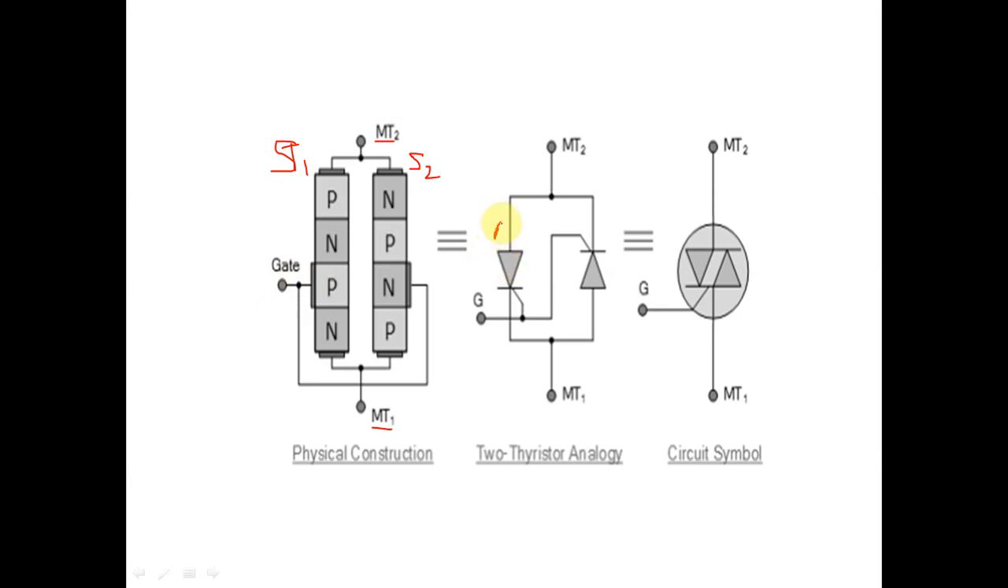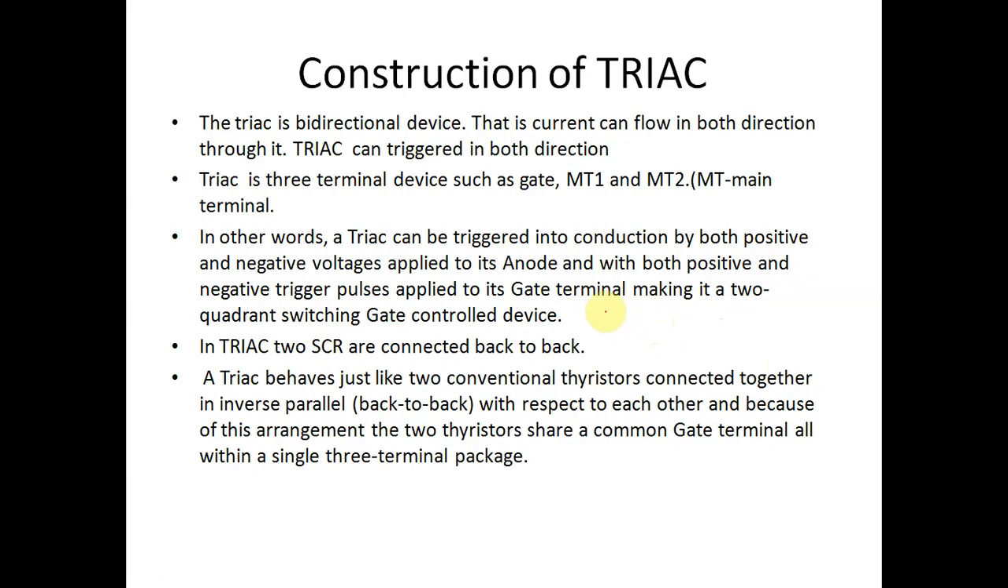Here, this one is the anode and this one is the cathode. This cathode terminal is connected to the anode, and this cathode terminal is connected to the anode. So when SCRs are connected back to back, a triac is generated. The gate is the common terminal of both SCRs, S1 and S2. So triac has three terminals: MT2, MT1 and gate. This is the construction of triac.